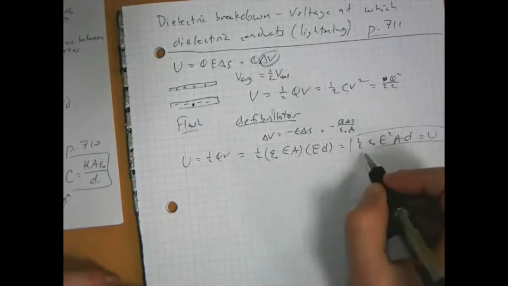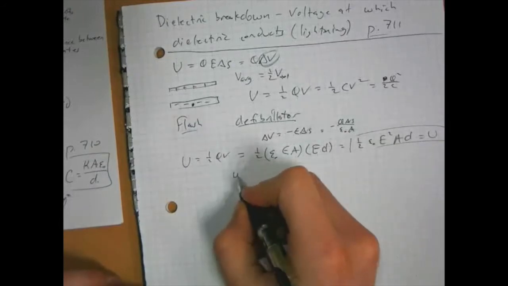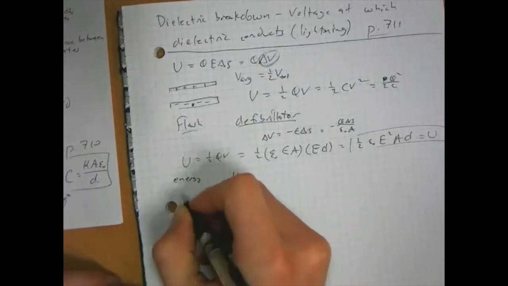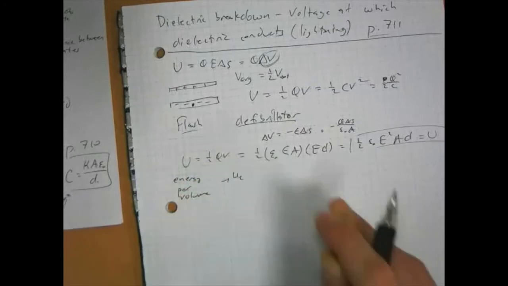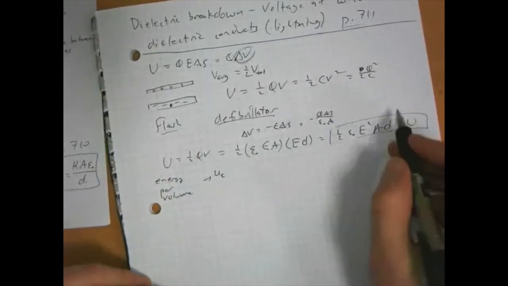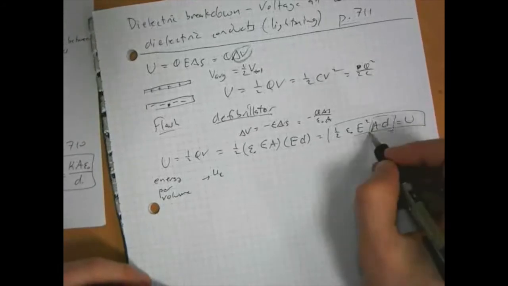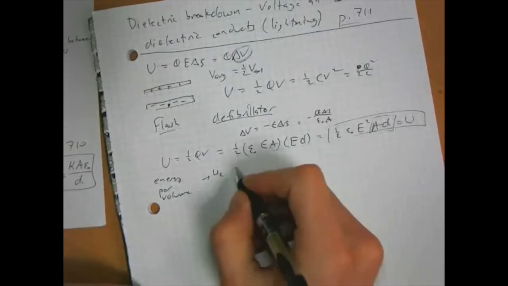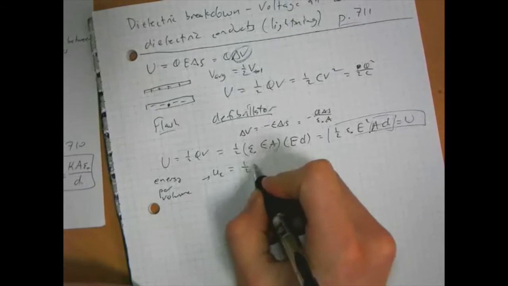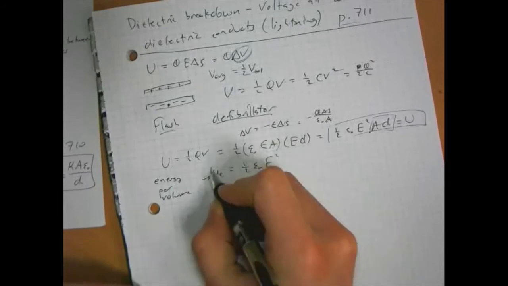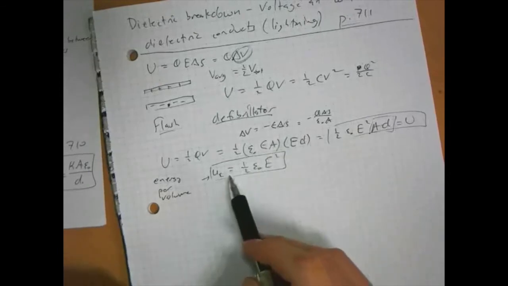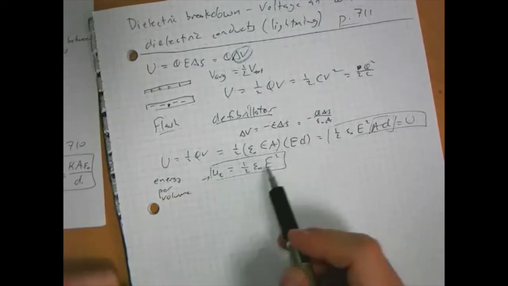It's also worthwhile to define energy density, U_E, which is the energy per volume. If you notice in the equation up here, the area of the plate times the distance between the plates is the volume over which the electric field exists. So the energy per volume is just 1/2 epsilon naught E squared. We worked out this result for a capacitor, but it turns out this is true for any electric field. So if you want to know the energy stored in any electric field per volume, you can take 1/2 times epsilon naught times the electric field squared.